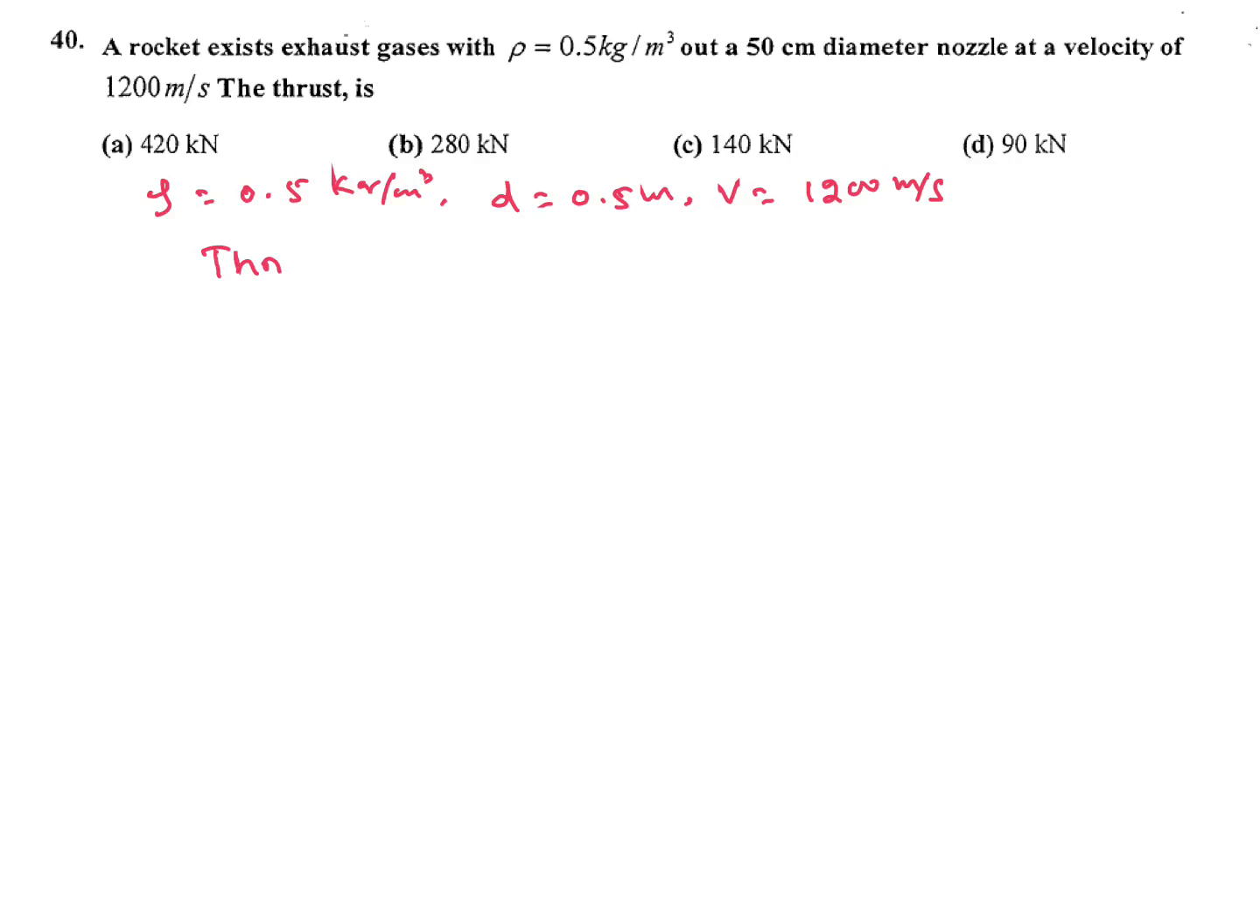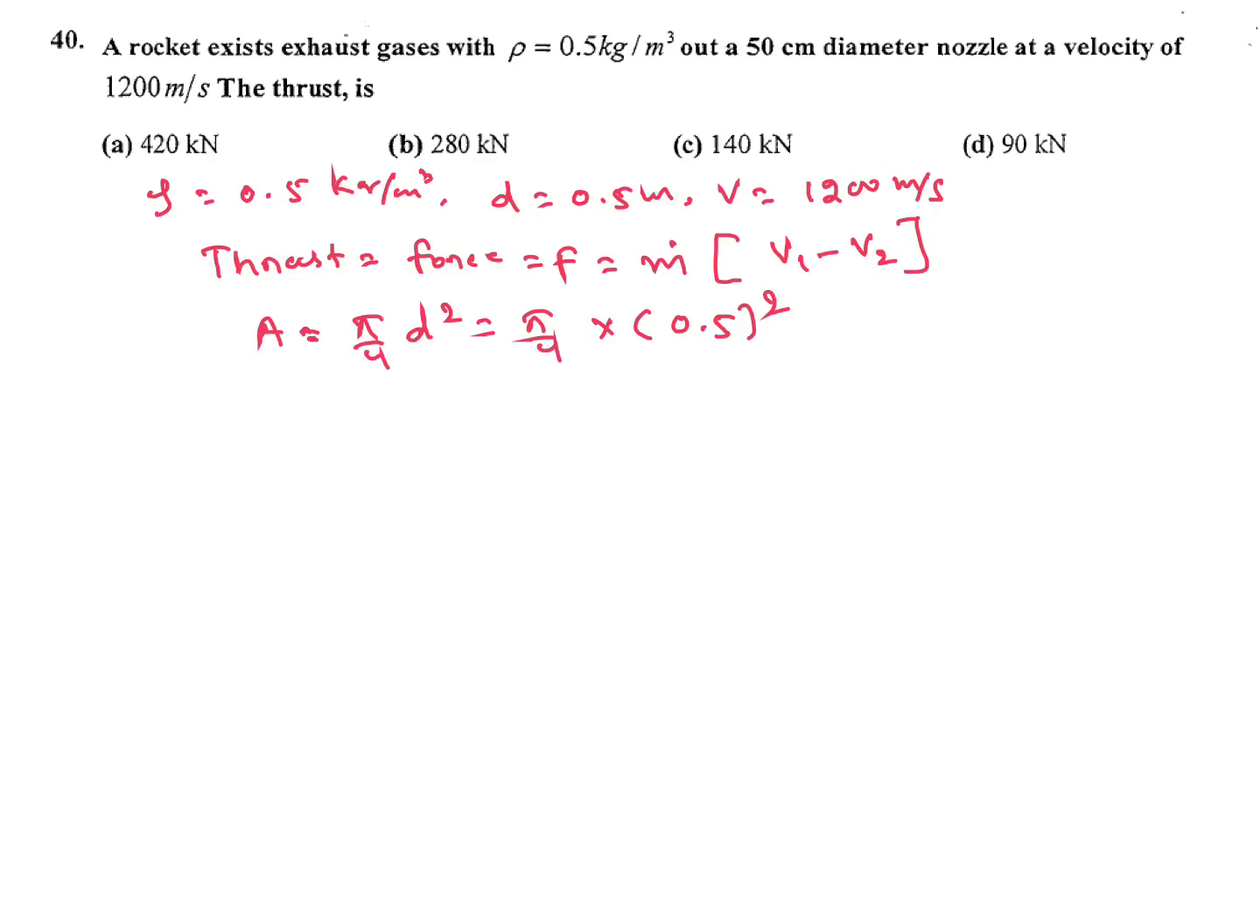Thrust or force F equal to m dot into v1 minus v2, rate of change of linear momentum. And for m dot we have to calculate the area. Area is pi by 4 d square, so it's pi by 4 into 0.5 square.